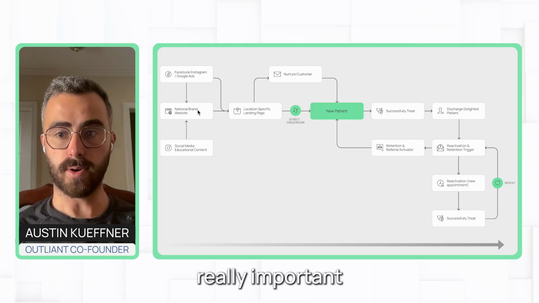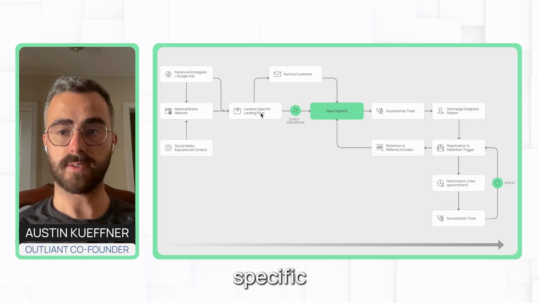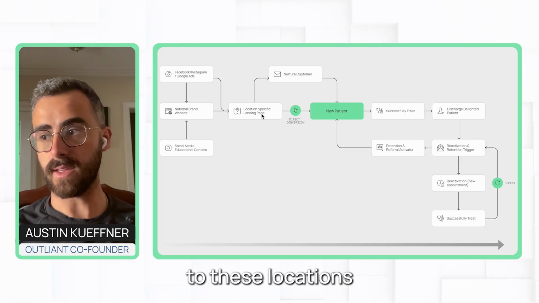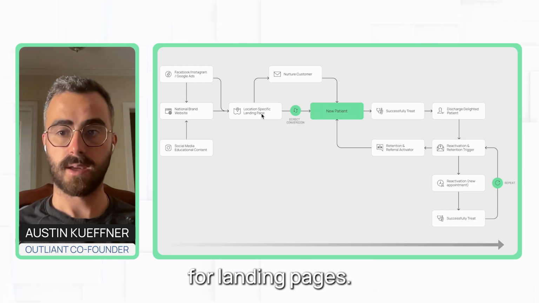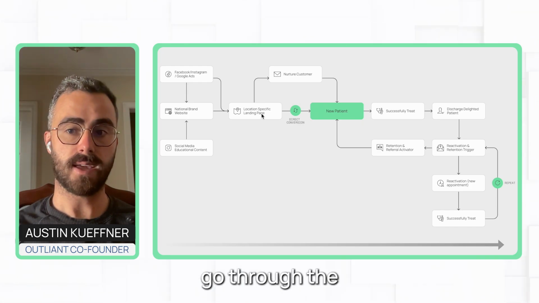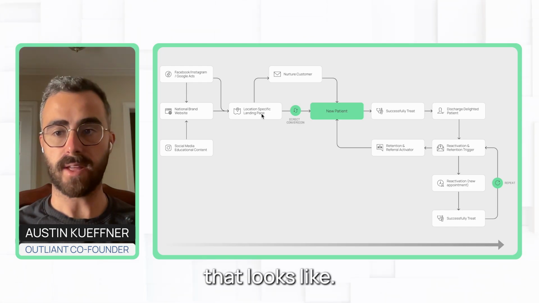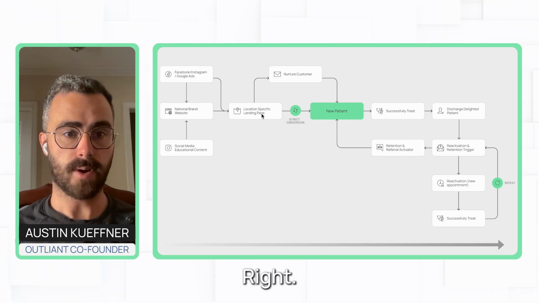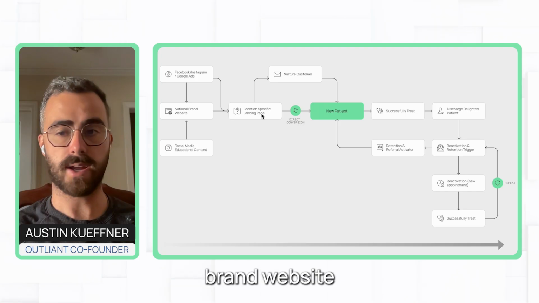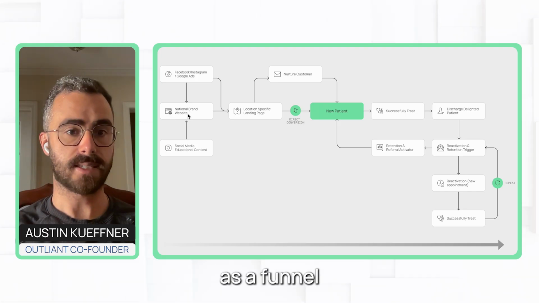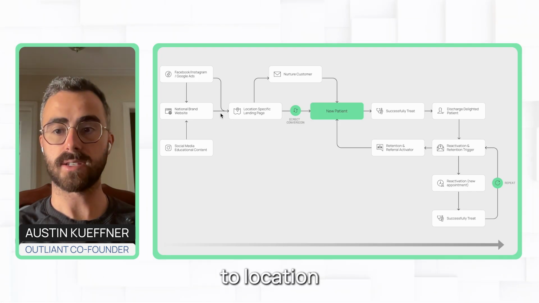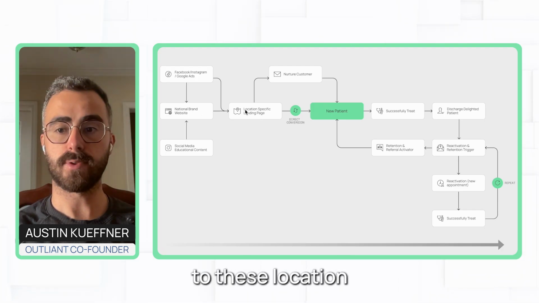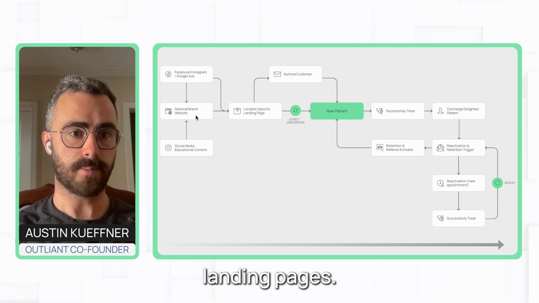And so it's really important to bring people to these location specific landing pages so that they can go through the booking funnel, right? Whatever that looks like. Maybe that's a button where they fill out a form, maybe that's calling you, whatever. But essentially, your national brand website should act as a funnel to bring people to location specific landing pages. And so here is how you get people to these location specific landing pages.